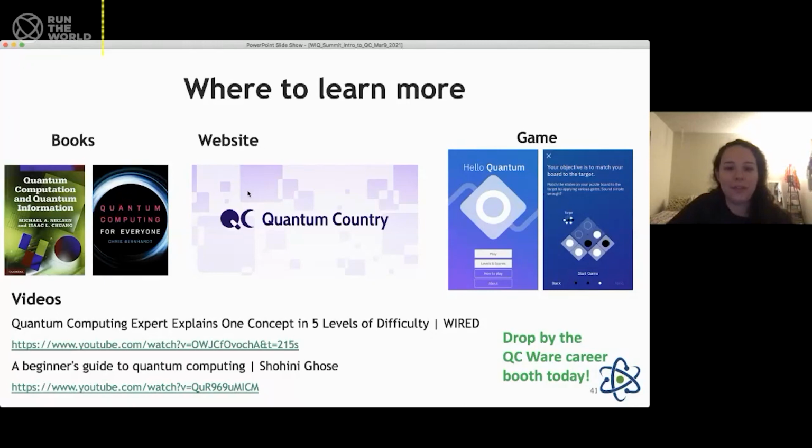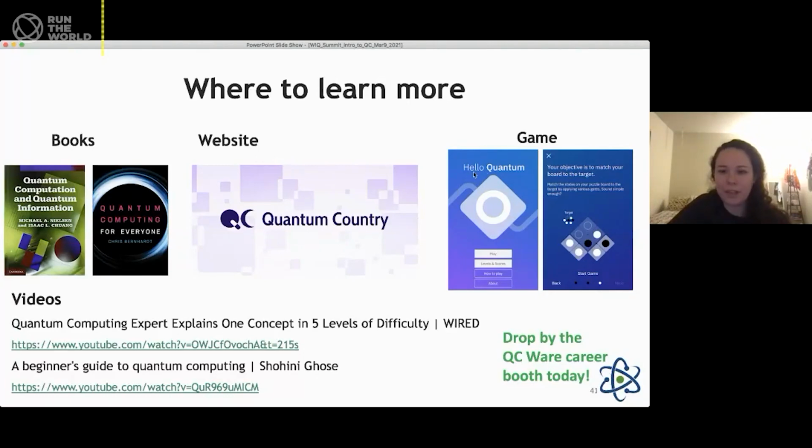There's this really cool website called Quantum Country. It's kind of like a tutorial, and it brings you through all these quantum concepts. And it has quizzes along the way. It uses this idea of spaced repetition, so it'll go back to old concepts and review to help you retain them.